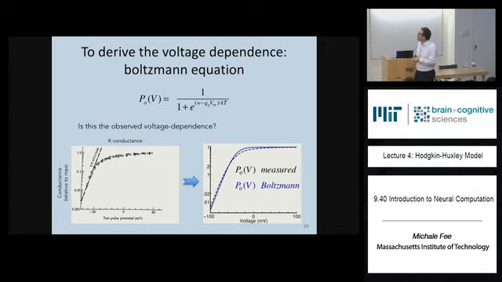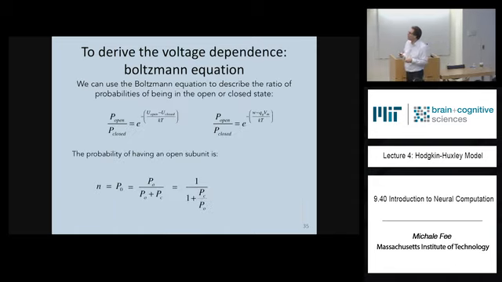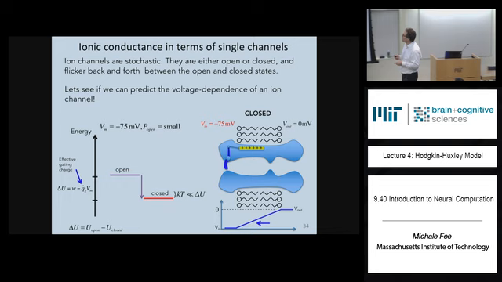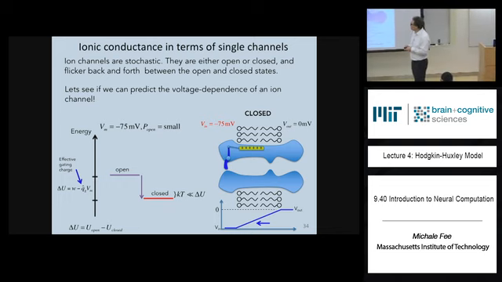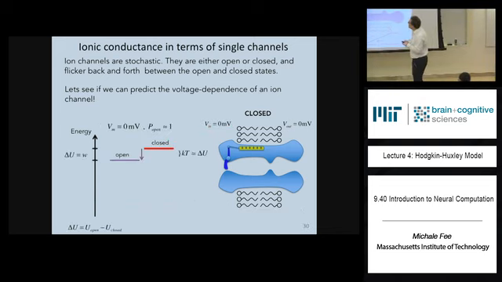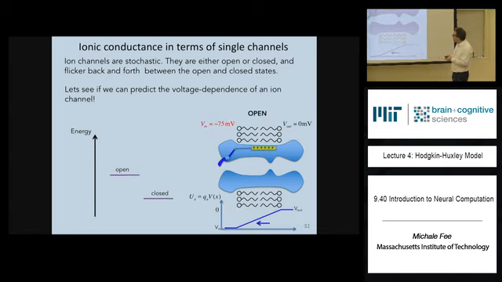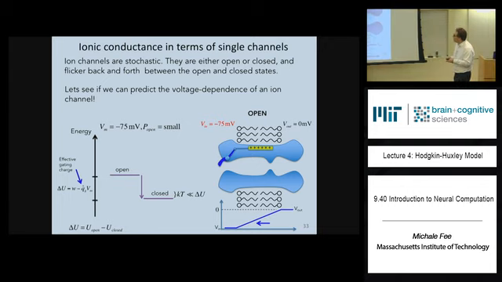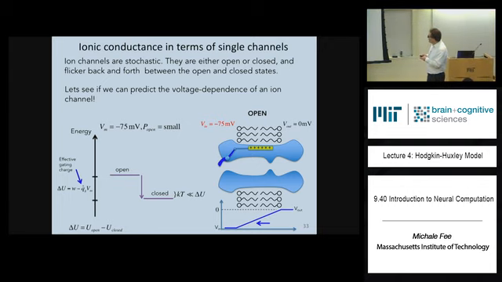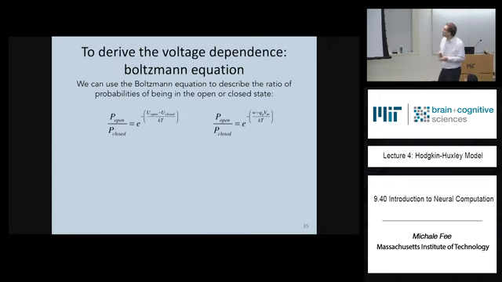W is the energy difference between the open and closed state when the voltage is 0, so you kind of have to fit that too. If the voltage is 0, it's the energy difference between the open and closed state, and then you subtract from that the energy of the gating charge as a function of voltage inside the cell.